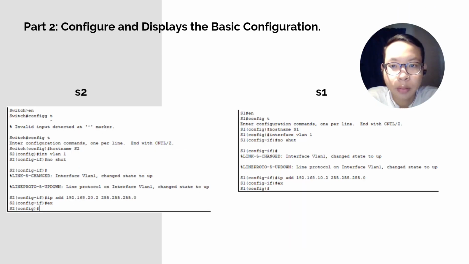For part 2, we configure and display the basic configuration. On the left is switch 2, where we create a host name, S2. We create an interface VLAN 1 and we include the IP address on S2, which is 192.168.20.2. And on the right, you can see S1, where we create a host name S1 and we enter the interface VLAN 1. Then we include an IP address of 192.168.10.2.